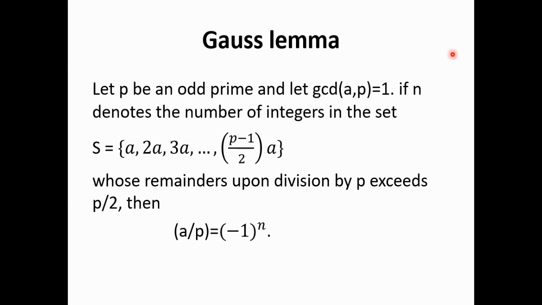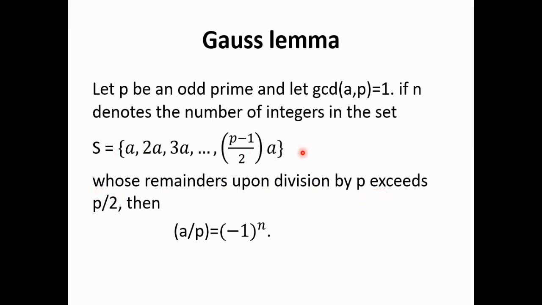Let's see, this is Gauss lemma. Gauss lemma says that let p be an odd prime, and a and p are relatively prime. If n denotes the number of integers in this set, we are taking a set S given by a, 2a, 3a up to (p minus 1) upon 2 into a. So n denotes the number of integers in this set whose remainders upon division by p exceeds p upon 2.